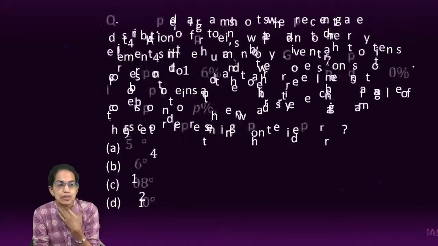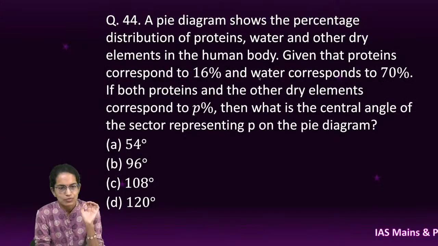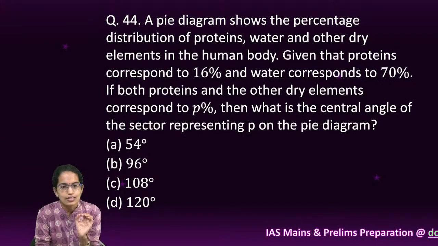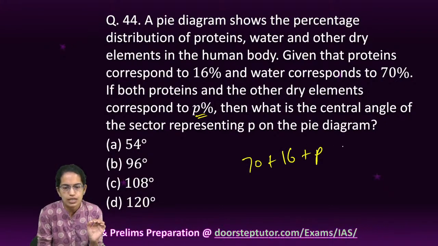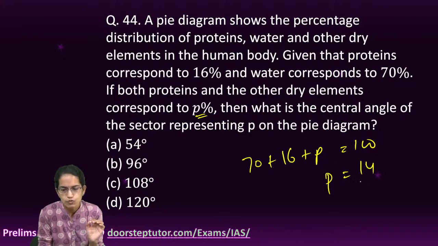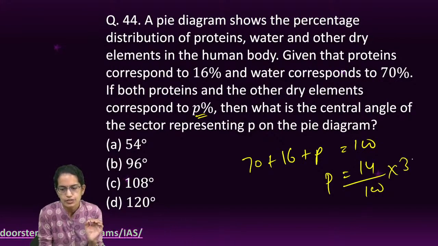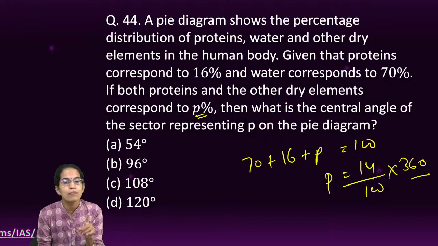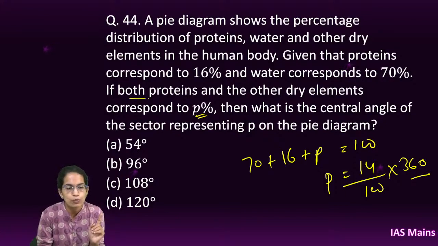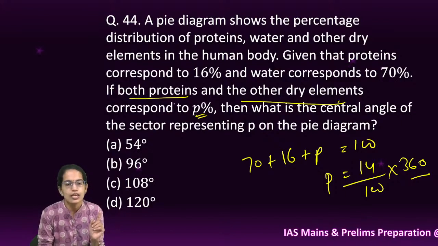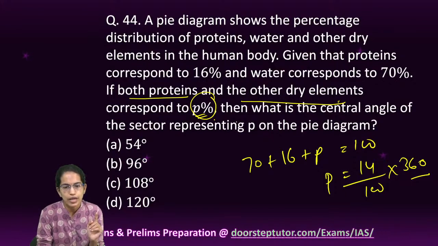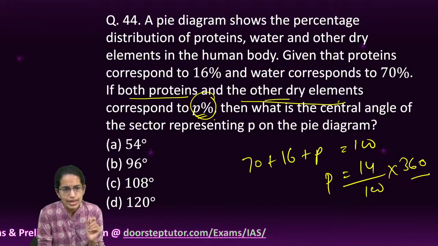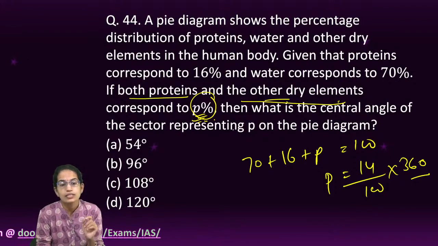The next is the question that was a pie diagram. Now this was a very simple mistake, and that is while responding to the question, you calculated 70 plus 16 plus p is equal to 100. You found out p as 14 and then the percentage is 14 by 100 into 360. But what you missed is the fact that the question asks about both protein and the dry element. So I cannot just calculate protein, I have to add the dry element as well. The dry element and the protein are important, so we have to take both the values into account.